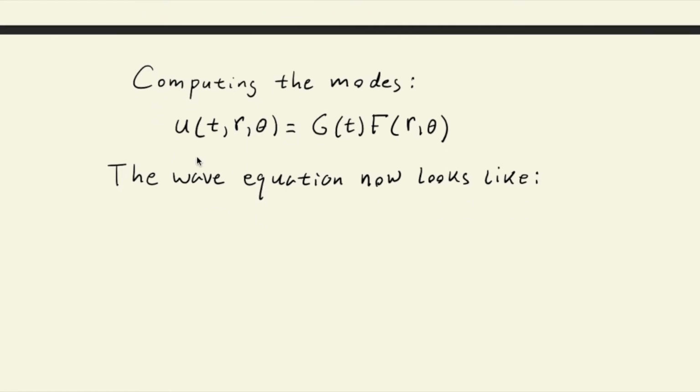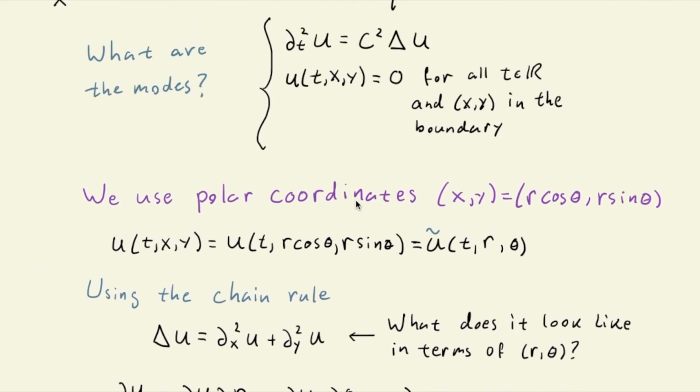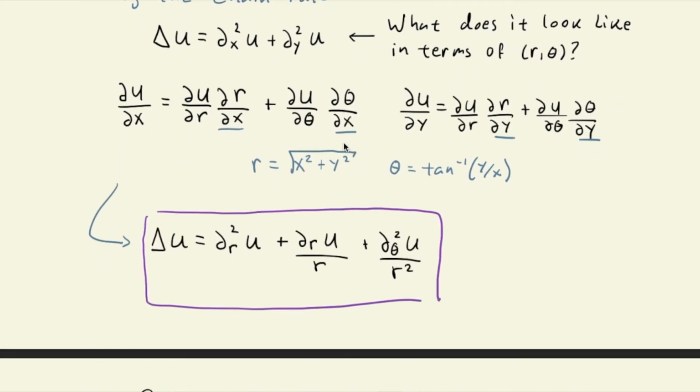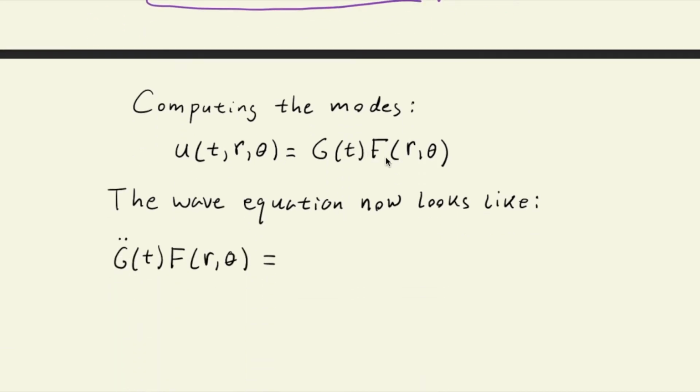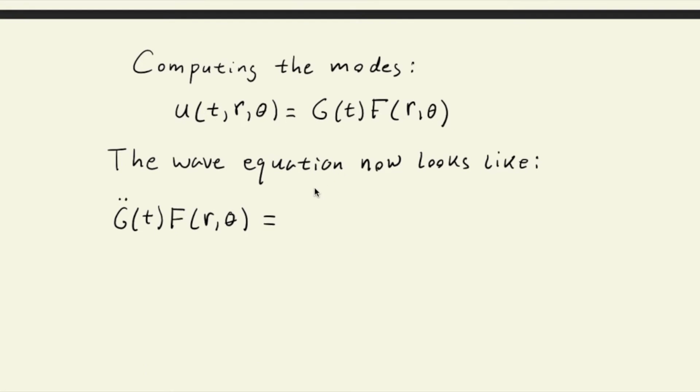the left hand side is the second derivative in time, which will take two derivatives of g, so g double dot of t times f of r, theta. And on the right hand side, wait, did I write the c squared? I did. Okay, so it's c squared times the Laplacian, which I'm just going to keep like that. The Laplacian only involves derivatives in r and theta, as you can see here. It doesn't involve any derivative in time, of course. So it doesn't take any derivatives of g. What you see on the other side is c squared g of t times the Laplacian of f.